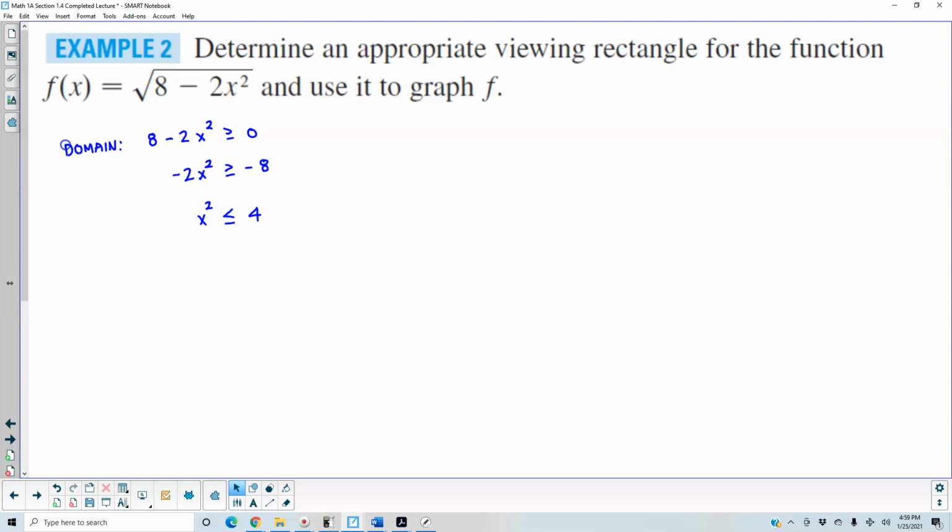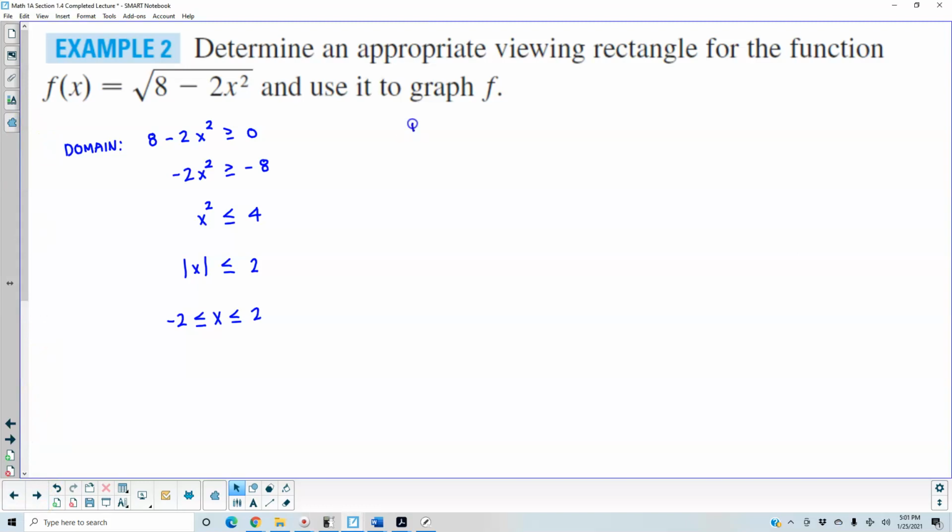So now when we take the square root of both sides, if we take the square root of x squared, that means we end up with the absolute value of x, which is going to be less than or equal to the square root of 4, which is 2. So what does that tell us when we talk about the absolute value? Well, that means that x is going to be in between the two values of negative 2 and 2.